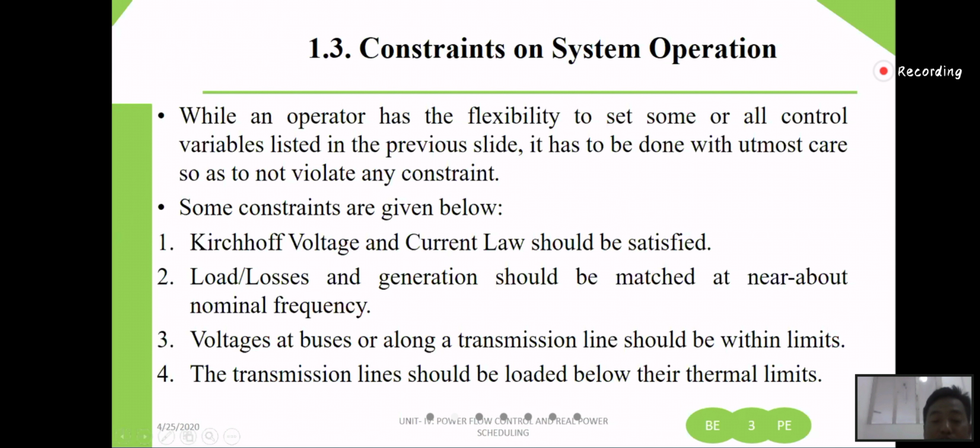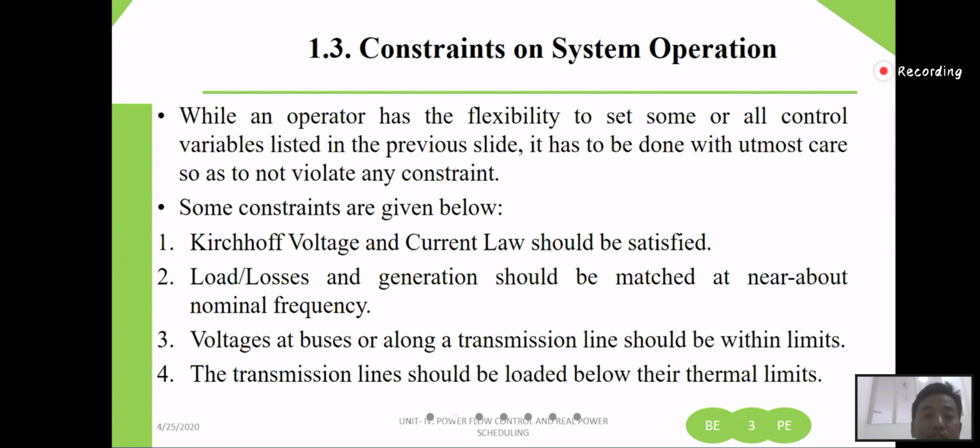But if you go directly to 0.1 per unit, it may violate one of the constraints here, and that's why it is not acceptable. Now you can see that some constraints are given below. The first one is that Kirchhoff's voltage and current law should be satisfied. It is the basic law of electrical engineering. Wherever you try to solve a circuit, you use either the current or voltage law, right? This has to be satisfied.